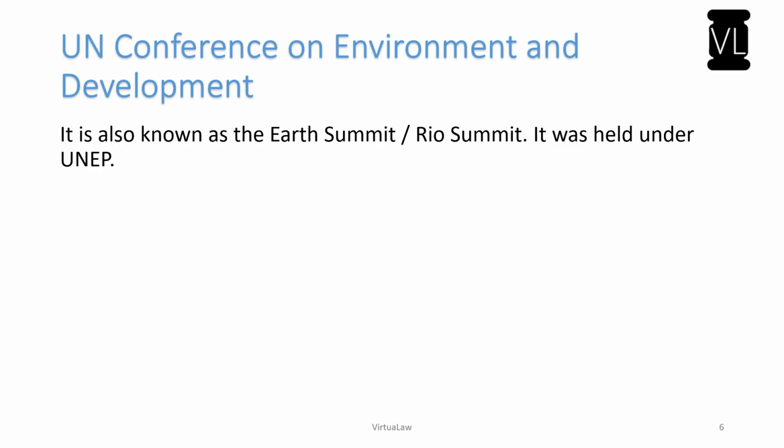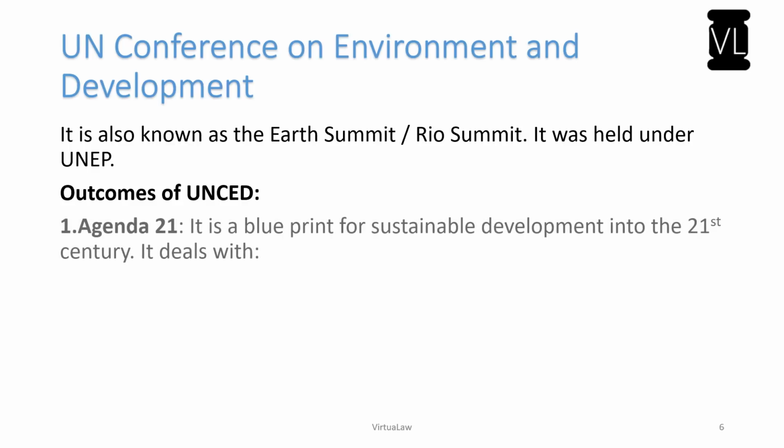So Rio Summit, why? Because it has been held in Rio de Janeiro. And it is held in the year 1992. Why 1992? It has a significance. We will discuss in the subsequent slide. So the outcomes of UNCED is something which we need to discuss in detail. So what are the outcomes? Firstly, Agenda 21. They have come up with a document called Agenda 21, which is a blueprint for sustainable development into the 21st century.